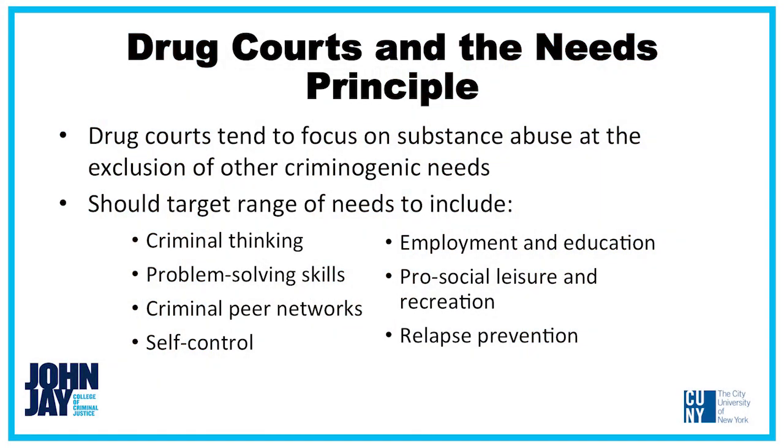The needs principle, remember, says that we need to target those factors that predict recidivism. Drug courts target substance abuse, as they should. That's who they're designed to serve, or drug offenders. But if we're targeting moderate to high risk individuals, we need to recognize that these people have a lot more needs than just substance abuse, right? They probably have some criminal thinking going on. They probably have some criminal friends. They might have poor employment histories or poor attitudes towards employment. They might struggle with self-control. Relapse prevention might be completely not even a thought for them. And so for our drug courts to be more effective, we need to look not just at substance use, but at the wider range of criminogenic needs.